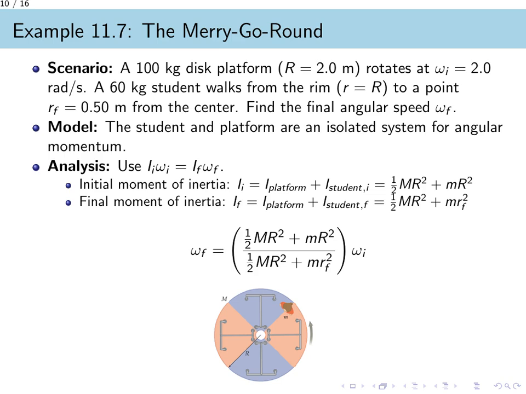By setting the initial and final angular momentum equal, we can solve for the final angular speed, omega final, as shown in the final equation. The key takeaway is that as the student moves inward, the system's total moment of inertia decreases, causing its angular speed to increase to keep the total angular momentum constant.